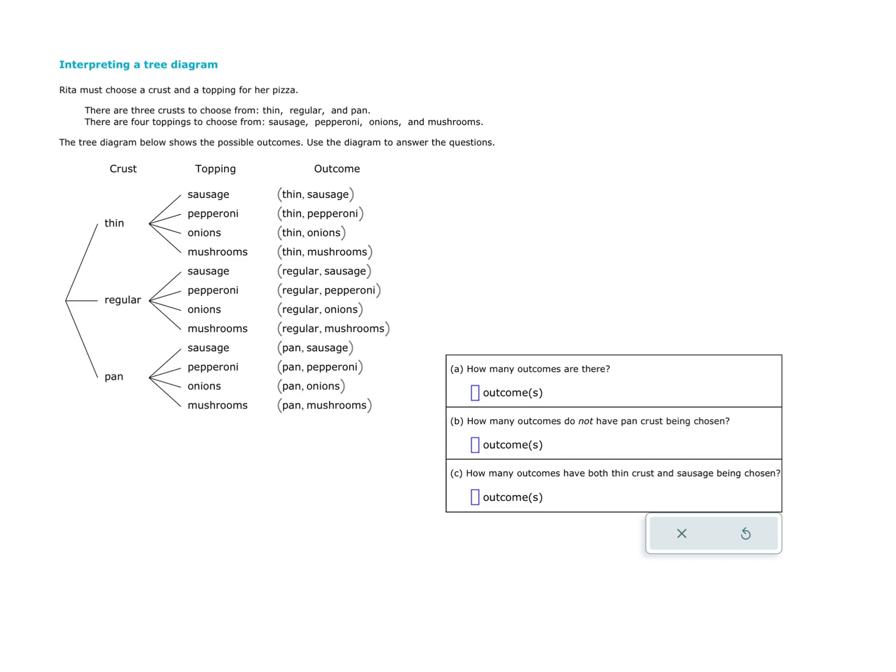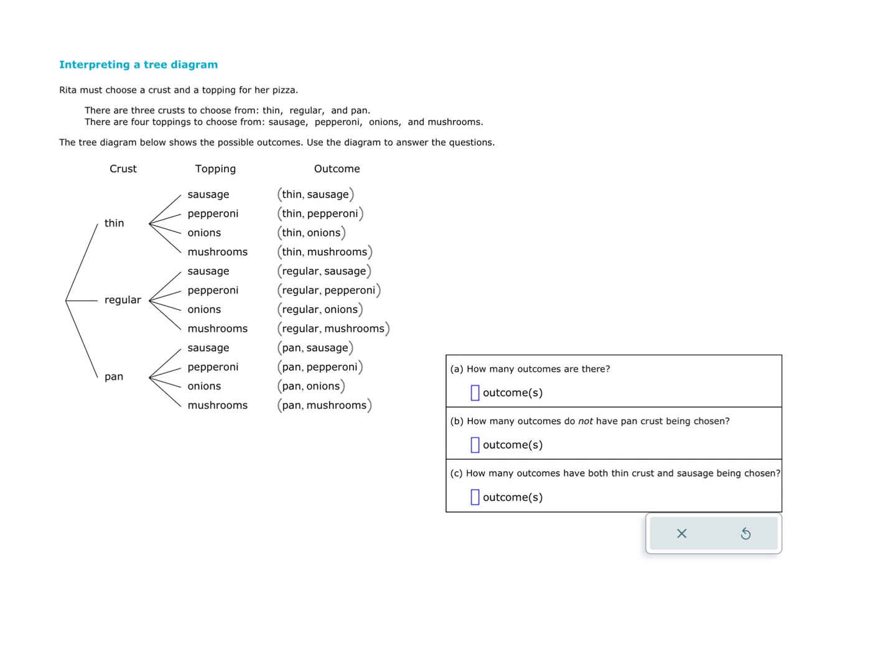This topic is interpreting a tree diagram. And a tree diagram is just an organized way of looking at all the possible outcomes of an event. So this first problem says Rita must choose a crust and a topping for her pizza. There are 3 crusts to choose from: thin, regular, and pan. And there are 4 toppings to choose from: sausage, pepperoni, onions, and mushrooms. And then we have all the possible outcomes listed here, and we're going to use this to answer our questions.